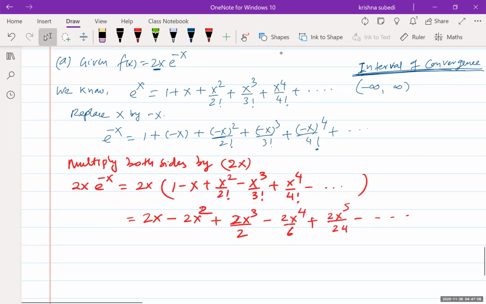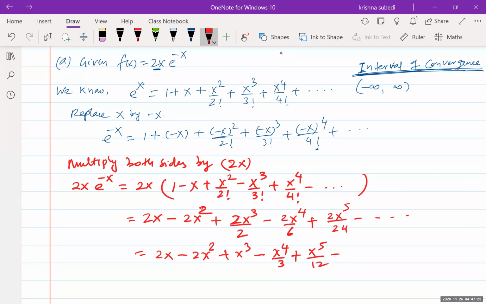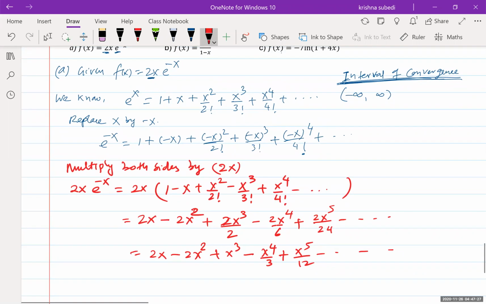Okay, that's it. If you still think this looks ugly, then you can go one step further and write x cubed minus x to the power 4 over 3 plus x to the power 5 over 12, and so on. Any question, guys?